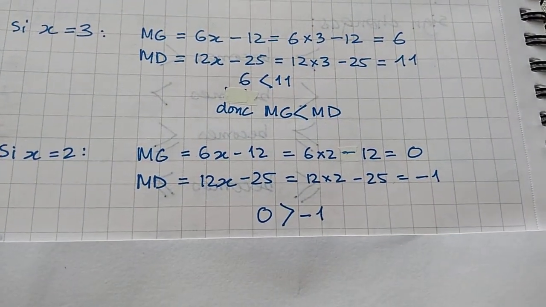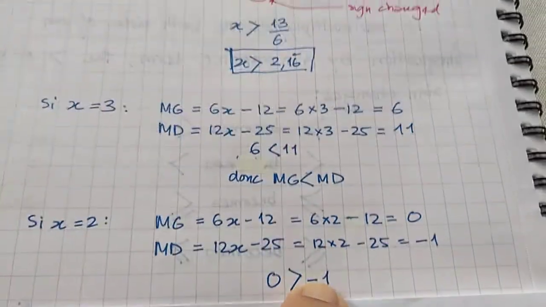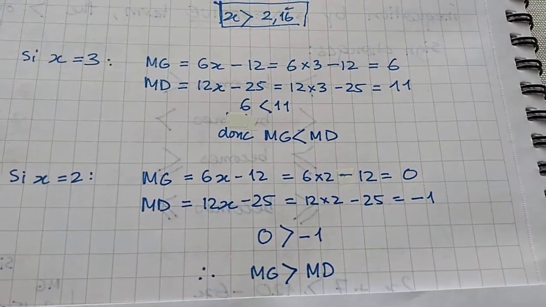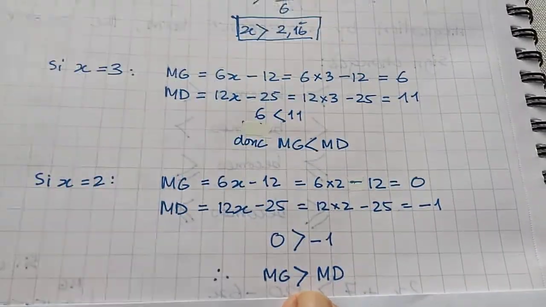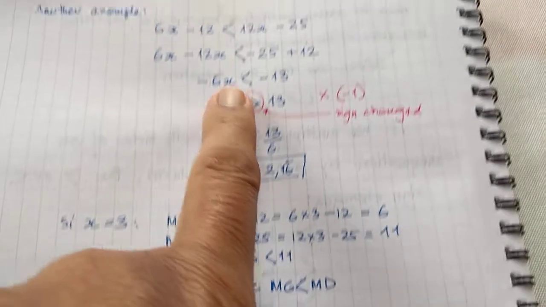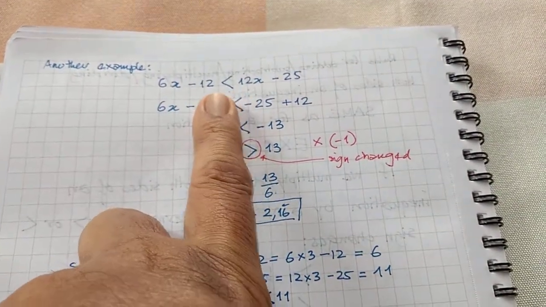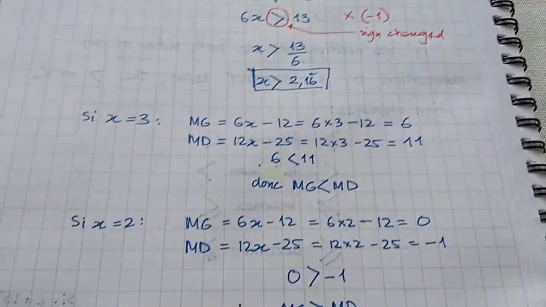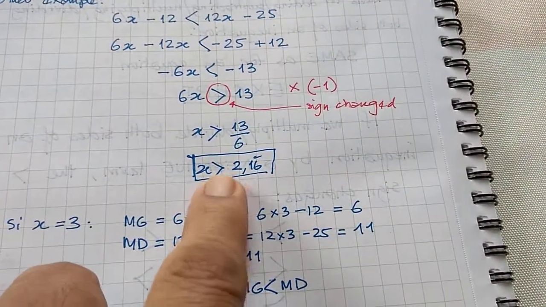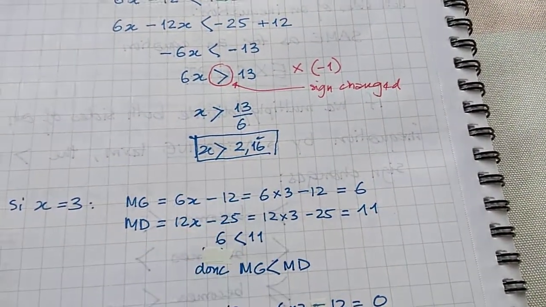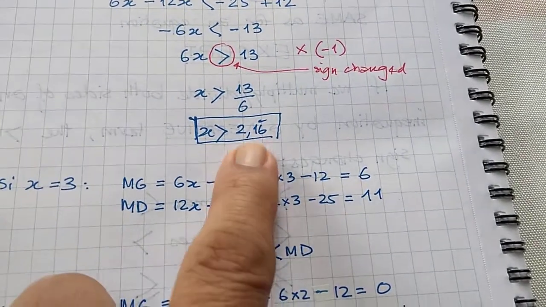So here we see 0 is actually greater than minus 1. Therefore, membre gauche is smaller than membre droite, et plus petit que membre droite. So this is not a solution to this inequation, which is correct because we have found out that it has to be greater than 2.166.